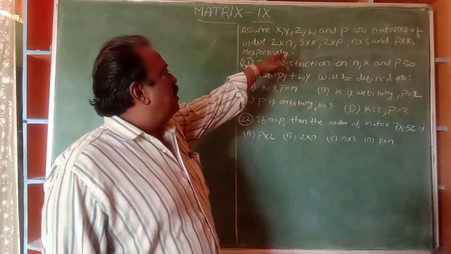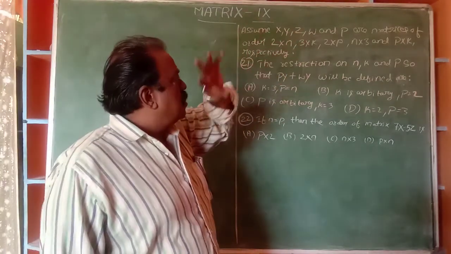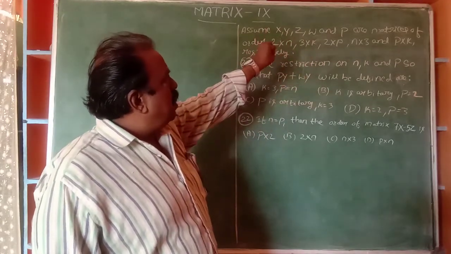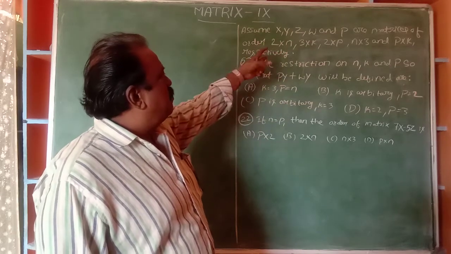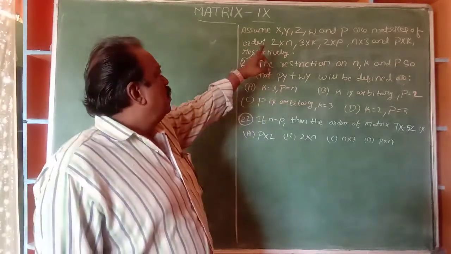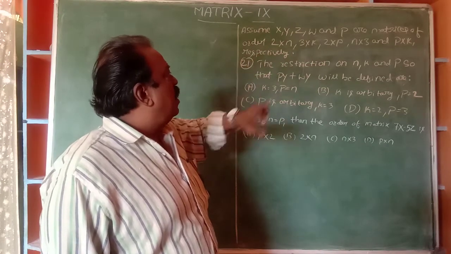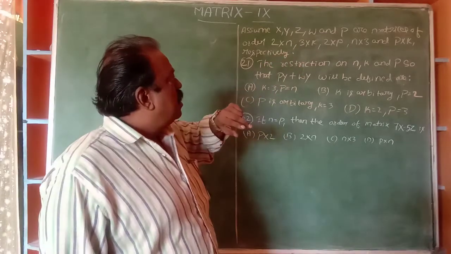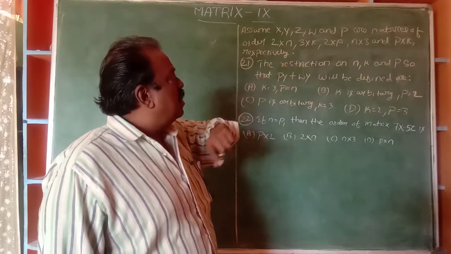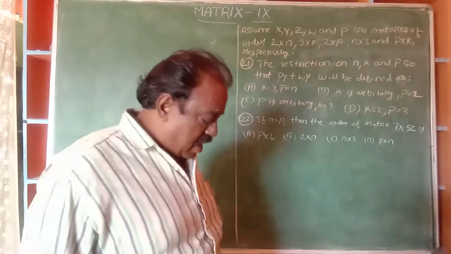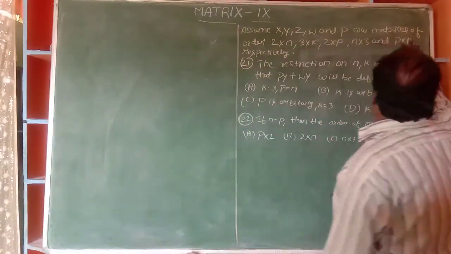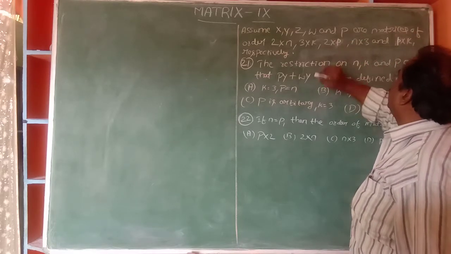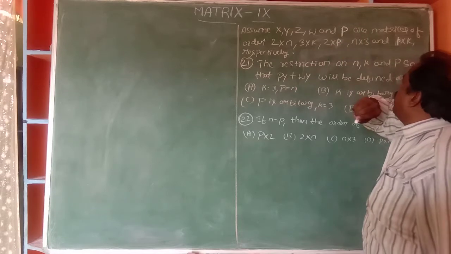You see, here X, Y, Z, W and capital P, there are 5 matrices with different orders. X is 2 by n and Y is 3 by k. Z is 2 by p, W is n by 3 and P is small p by k. It is small p in two places, and here it is a capital P matrix.